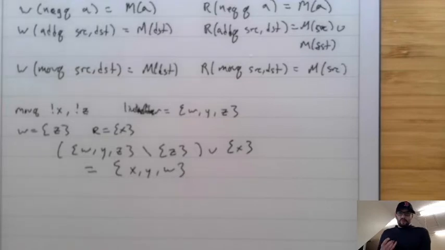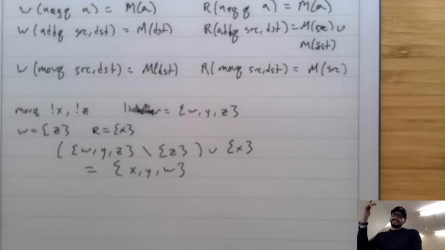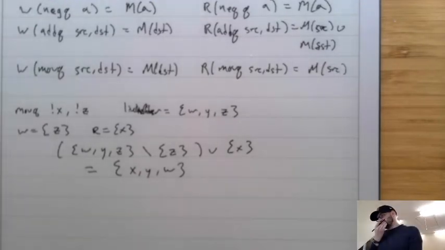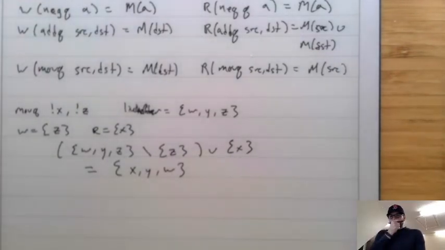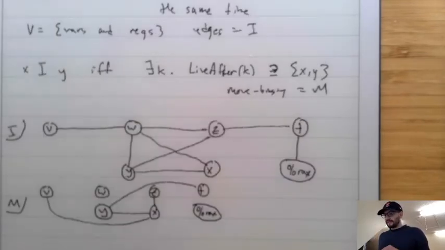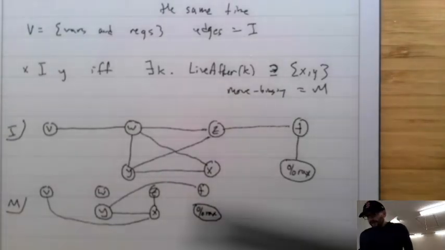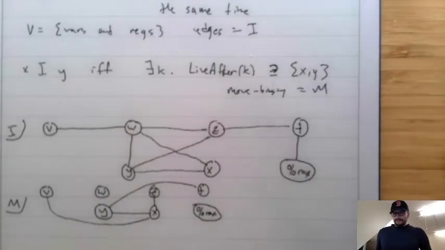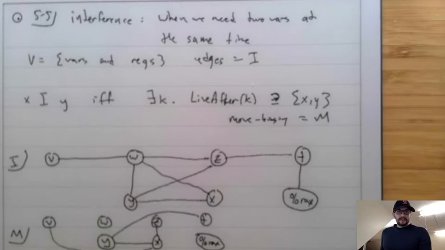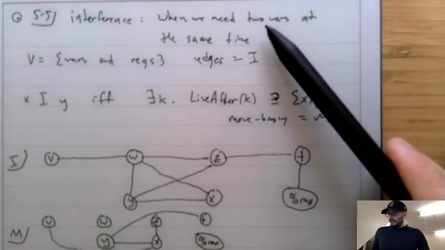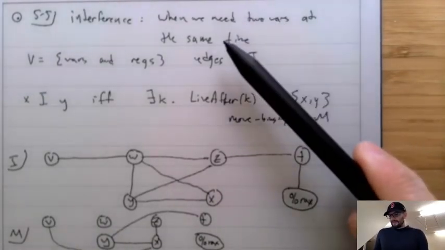Now, what we need to do with this sequence of live after sets is look at it and figure out when two variables conflict with one another. Now, what do we mean by conflict with one another? We call this interference. Interference is when we need two variables at the same time.